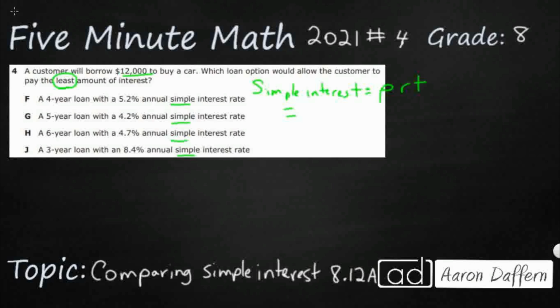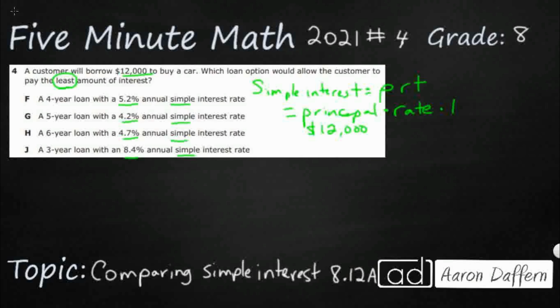So if I wanted to spell that out a little bit more, we're going to take our principal, which in this case is going to be $12,000. Principal is the amount of money you are borrowing. So $12,000 is the principal. That's going to stay the same for each of these. We're going to multiply that by the R, which stands for rate. So that is your interest rate. And that changes for each of our answer selections here.